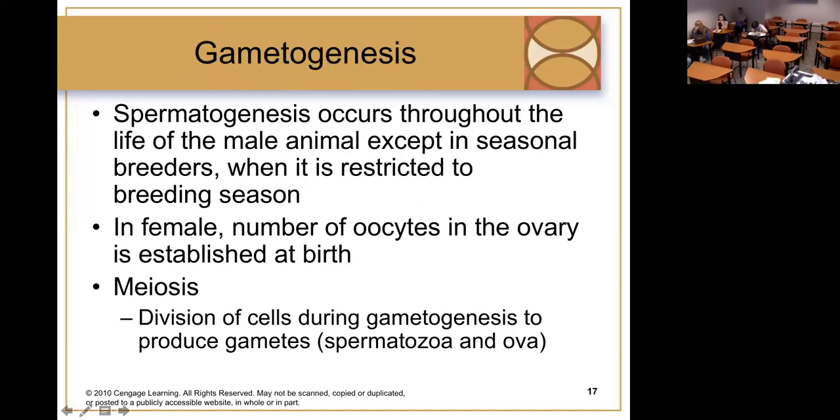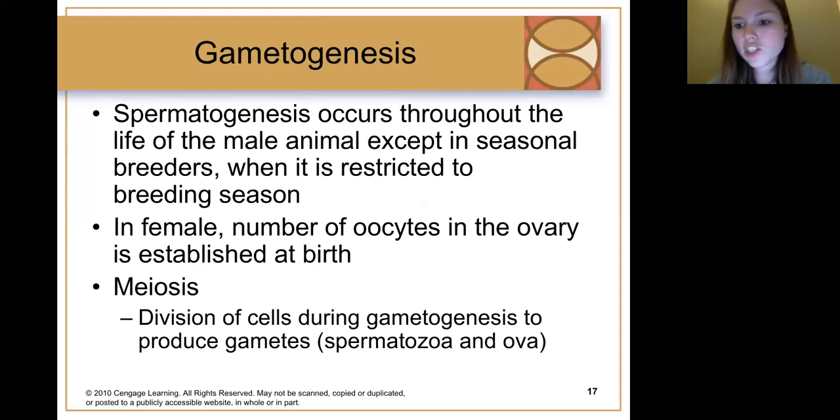So again, genesis is the process of making something. So I'm going to talk about gametogenesis. Spermatogenesis, which is just the formation of sperm, occurs throughout the life of the male, except in seasonal breeders where it may be restricted to a breeding season, because they're not really needing to produce sperm all year round, but they can for the entirety of their life.